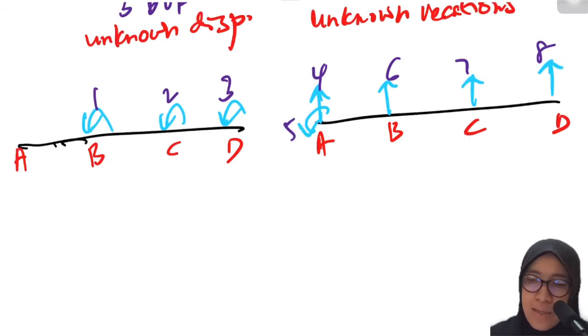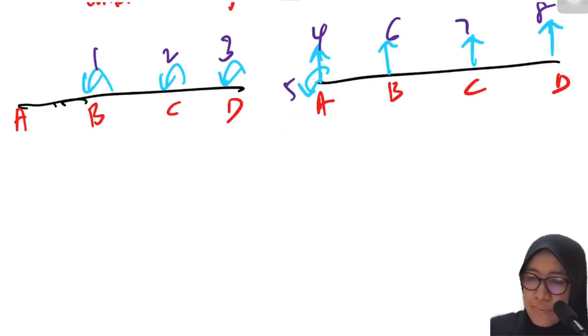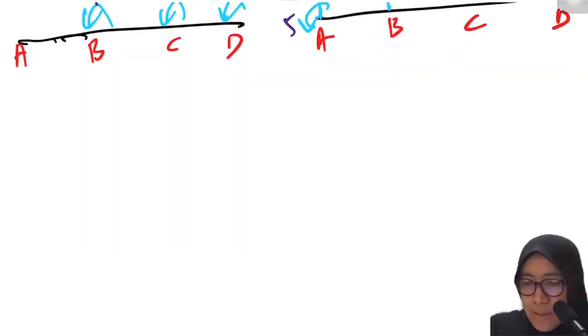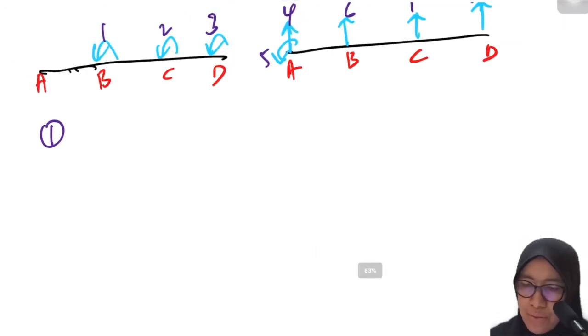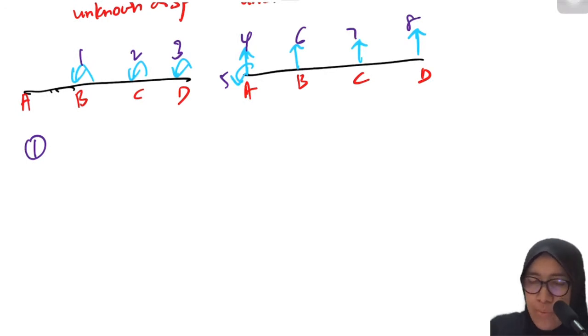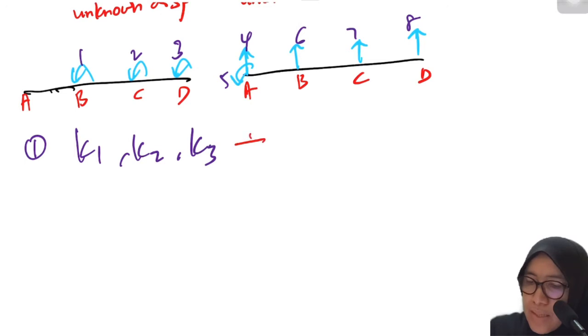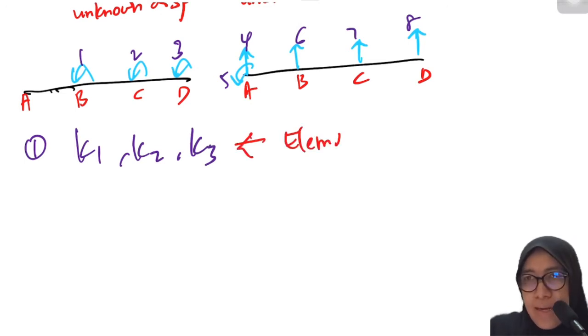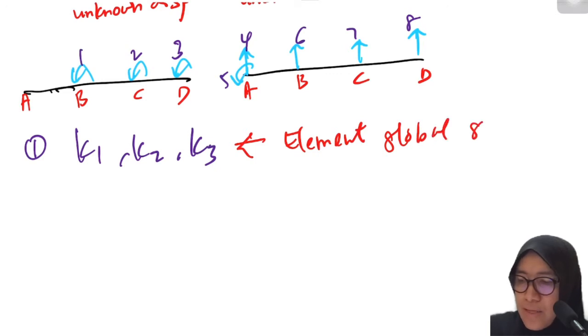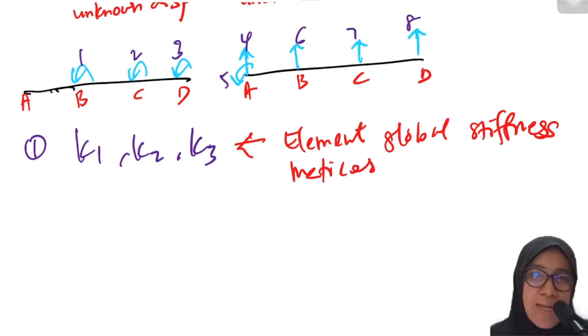Okay, so AB is element number 1, BC is element number 2, CD is element number 3. Step number 1, of course, the most important step that you need to do, is to establish K1, K2, and K3. Remember that these are element global stiffness matrices.